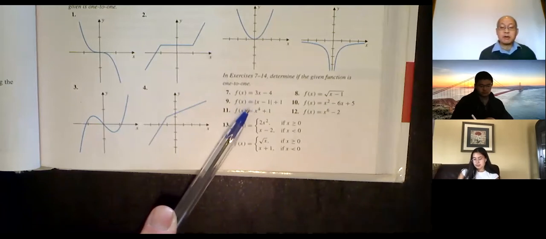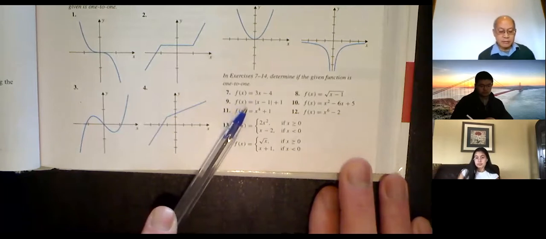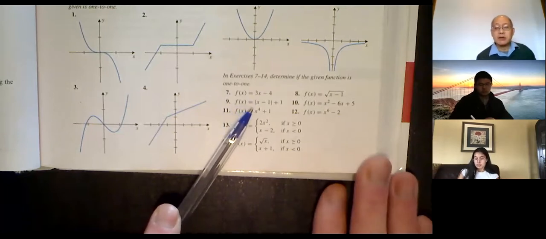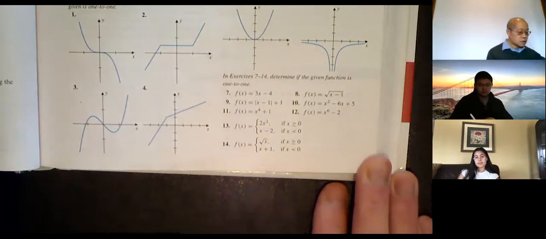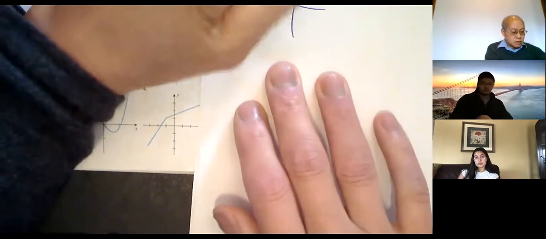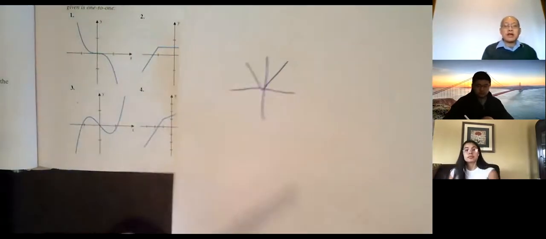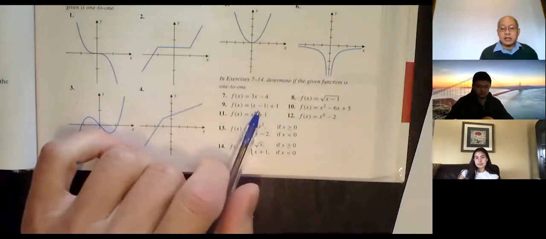Okay, how about number 9? Again, you have to know something about the graph. Absolute value of x minus 1 plus 1. Okay, so I'm going to be very crude about it. You know absolute value. You should know roughly that's absolute value. Okay? And you should know something about this.